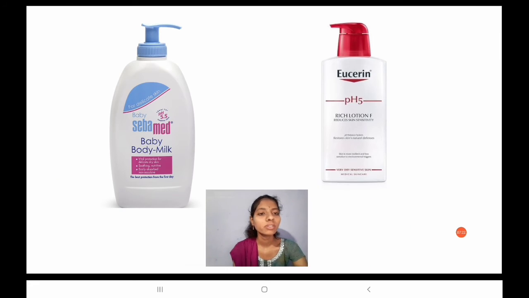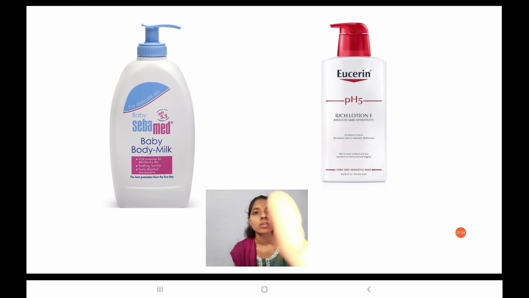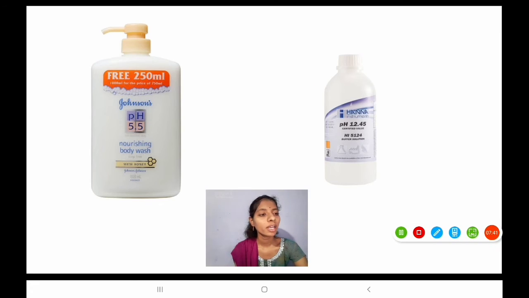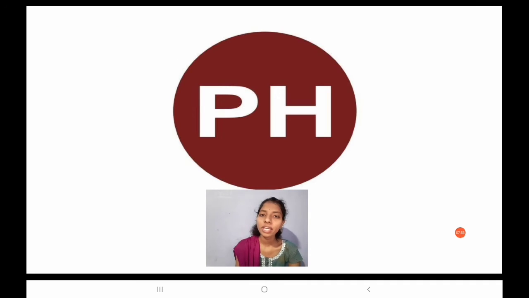And you can observe that on certain body lotions and shampoo bottles, they mention pH balanced. They mention pH values, right? When we observe them particularly, there we can see the pH. In some body lotions and some shampoo bottles, they will mention pH balanced. So what is meant by pH? How can we use this pH in chemistry?